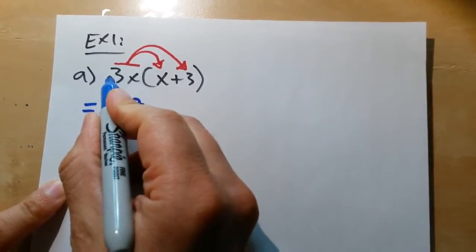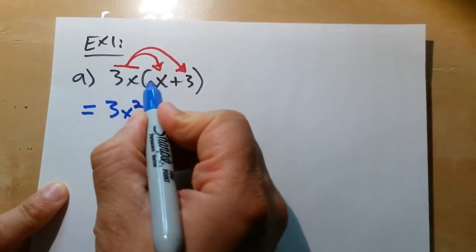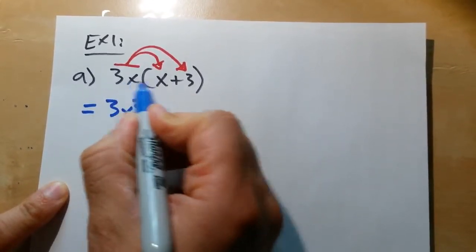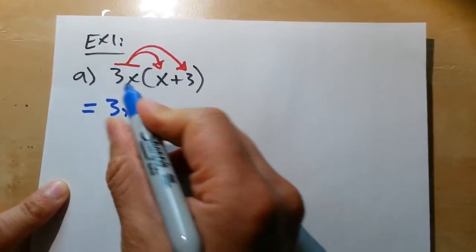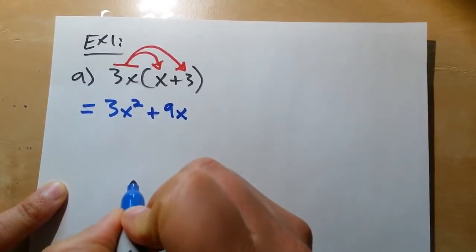Now notice, before that, we multiply the signs. There's a positive sign here, and there's a positive sign in front of this one. So positive times positive gives us positive 3x times x, 3x squared. Positive times positive plus 3x times 3 gives us 9x, right?